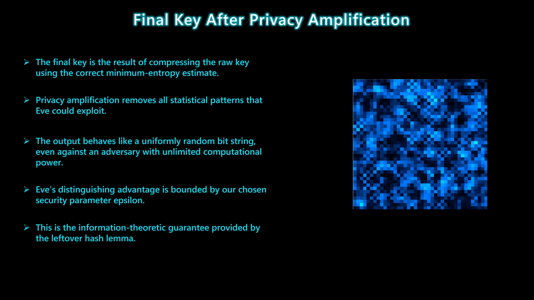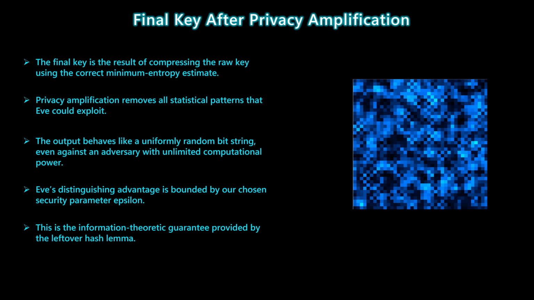The output that you see here is a visual representation of the final privacy-amplified key. The individual values appear patternless, and there are no regions where the brightness or density suggests correlation. This is what information-theoretic security looks like. Even an adversary with unlimited computational power cannot distinguish this key from an ideal uniform random string, except with a probability bounded by the security parameter epsilon. This is the exact guarantee provided by the leftover hash lemma.